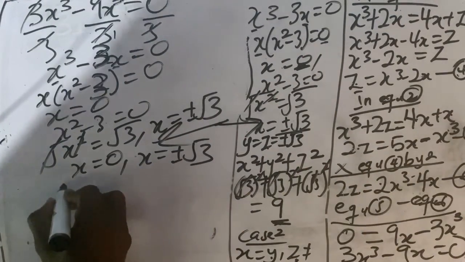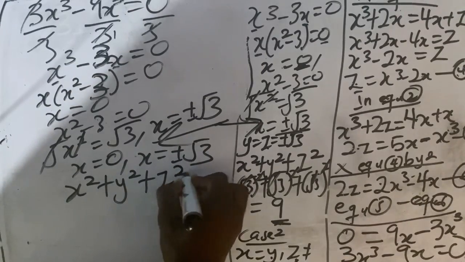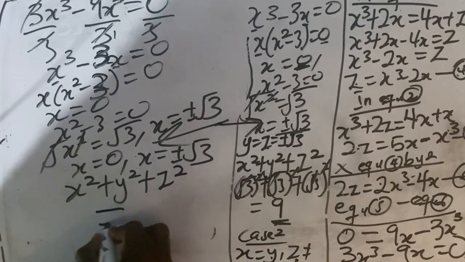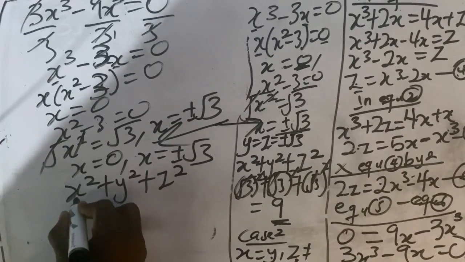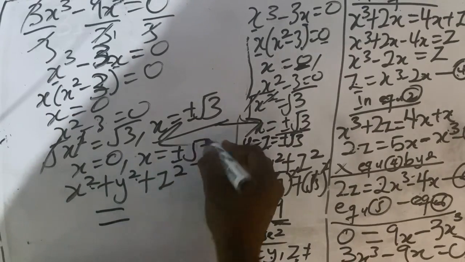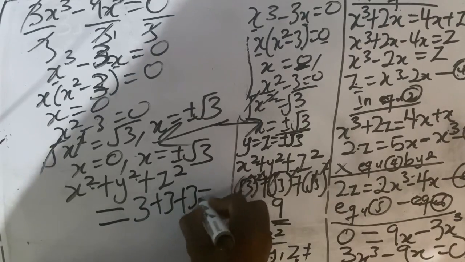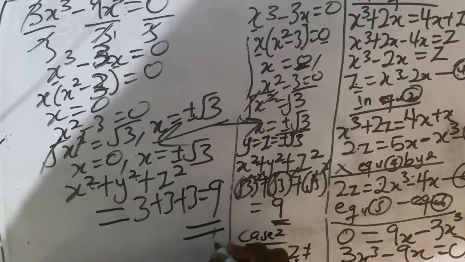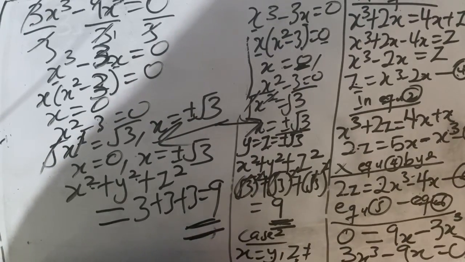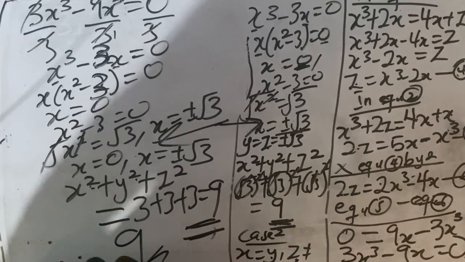In this case, the question says we should find x squared plus y squared plus z squared. Therefore, if you put everything into this equation, remember that the squares will get rid of the square root. So I'm just going to get 3 plus 3 plus 3, and this is just going to give me 9. In our first case we had 9, and in our second case we still had 9. So therefore everything is just equal to 9 in this case, right?